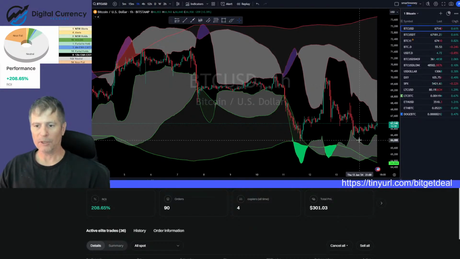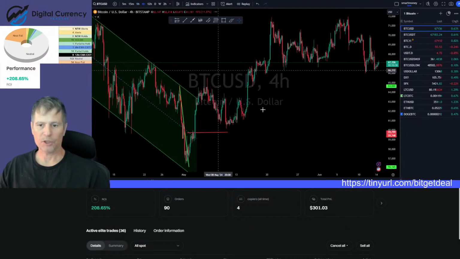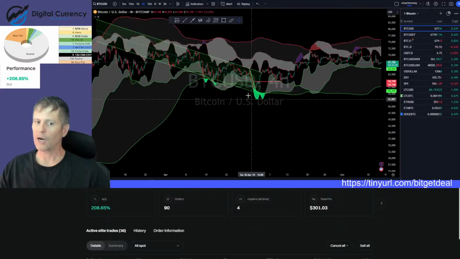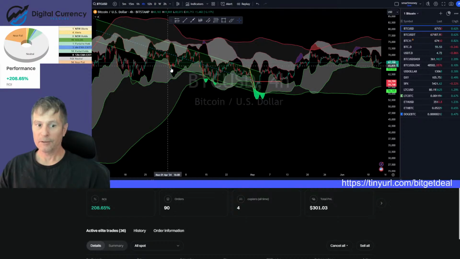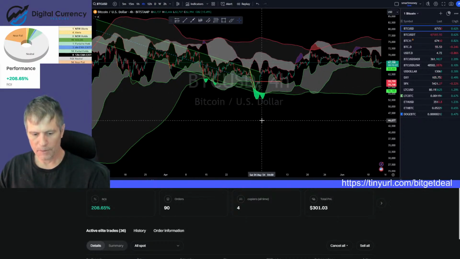But if it breaks down below that, I want to pay attention because we don't have the green belly on the 4-hour time frame, which has been the major turning point. Not all the time, but most of the time when we have the green belly on the 4-hour time frame.